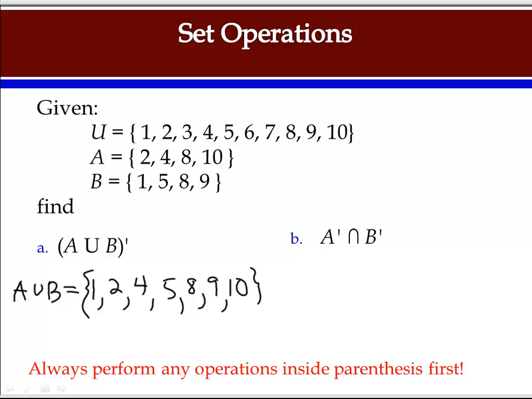And remember, the complement of the union are all the elements from the universal set that are not in the other set. So we're looking for the elements from the universal set that are not within this union. So let's see, 1 is in the set, and 2 is in the set, and 4 is in the set. 5, 8, 9, and 10 are in the union. So we've got to find the complement, which would leave us only those elements 3, 6, and 7.